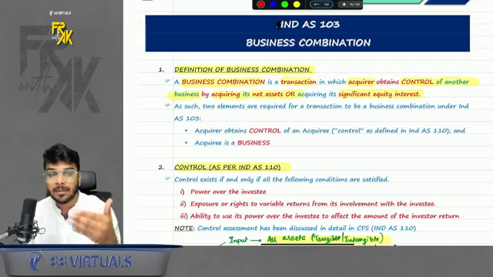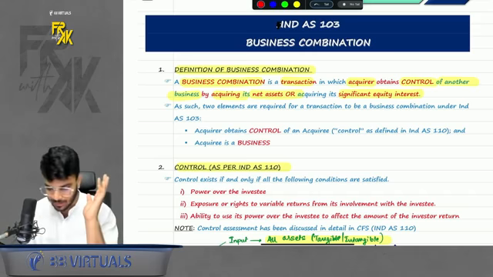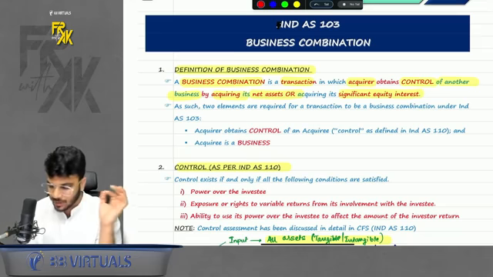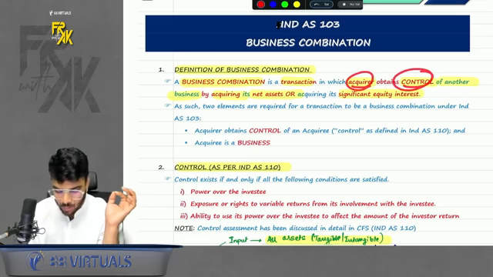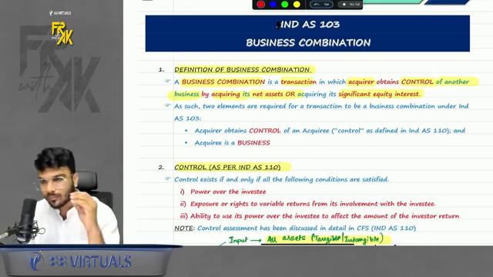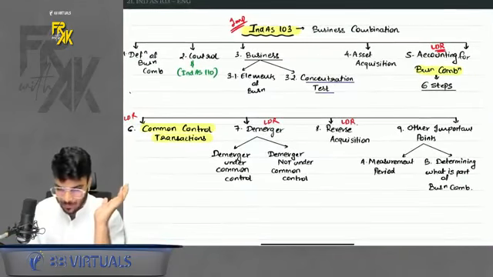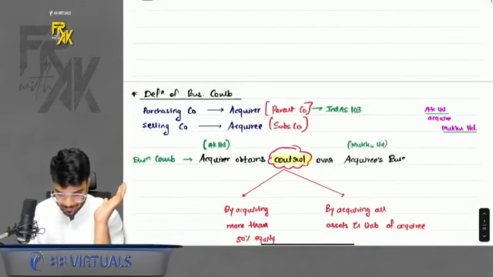Here the purchasing company goes on to become the parent company also, and the selling company goes on to become the subsidiary company also. So in a business combination, one acquirer obtains control over another company's business. If any company is obtaining control over another company's business, that is known as business combination. In case you remember, we took one example as well, right?